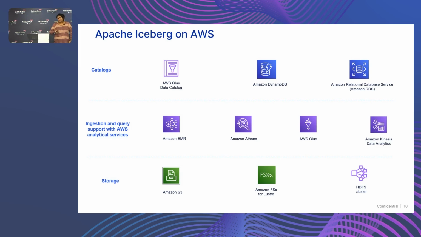And next is FSx for Lustre. Now, FSx for Lustre is for specific use cases, so I'm going to talk about it next. EMR offers a feature that helps you store your Iceberg metadata on FSx for Lustre, and this is specific to EMR alone, and I'm going to talk about it. And if you're using EMR, you can use HDFS too, but that's not something that I would recommend.